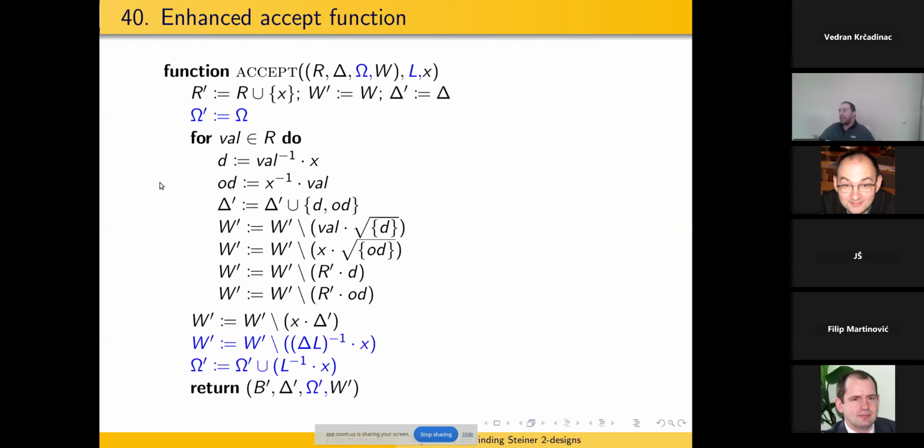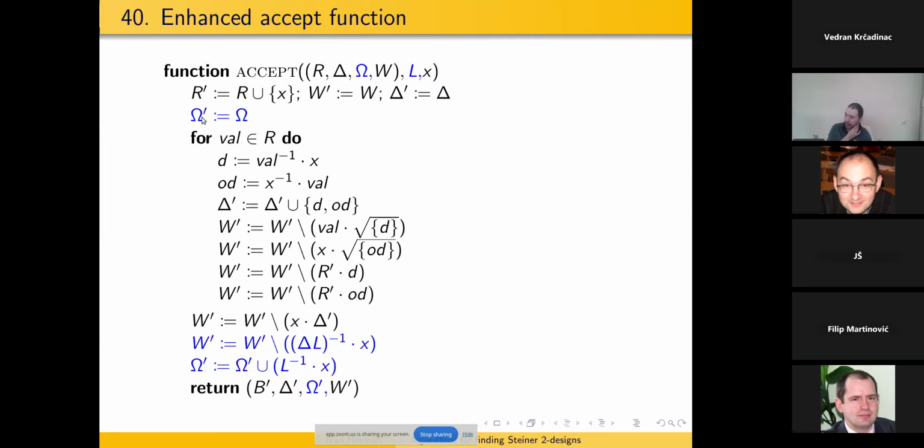So the enhanced accept function. It is very similar to the accept function on the groups, but to the state we need to add one additional parameter. It is omega. Omega is there because we are tracking outer differences between the left and right orbit. And instead of the block, it is only its right part. Also in accept, we need to put the corresponding left part of the base block. And the difference is pretty small. First of all, we need to calculate omegas, but we do not do anything with these omegas, we just calculate them.